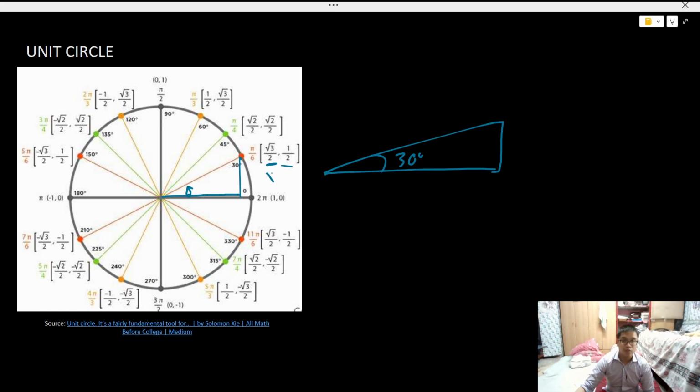Your square root of 3 all over 2 is your x. Remember that in the ordered pair, we have x, y. What's on the left is your x, and what's on the right is your y. So your square root of 3 all over 2 is your x, because that is your horizontal component. Then the vertical component, which is your y, is 1/2. And it's a right triangle. This hypotenuse is 1 unit, because remember that in a unit circle, the length of the radius is 1 unit.